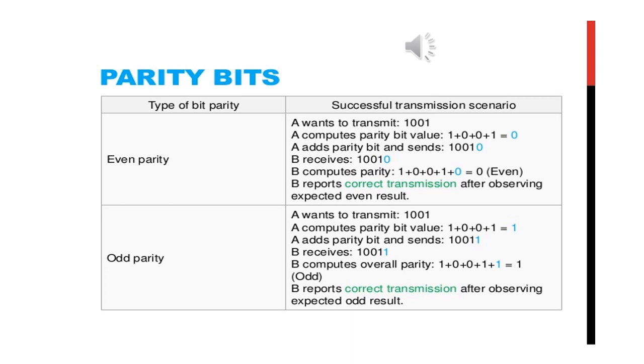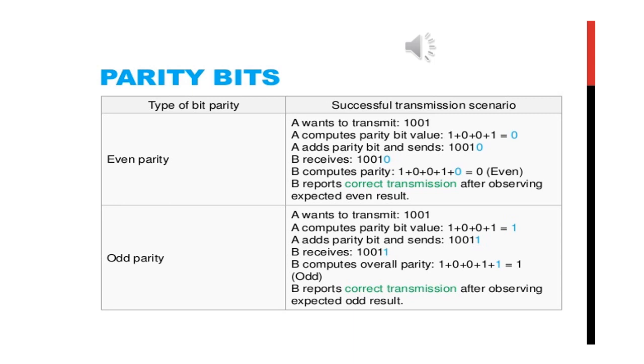Okay, and coming to the odd parity, same case, if A wants to transmit the data 10001, in odd parity the number of ones should be an odd number. The number of ones in the data to be transmitted is 2. Since we are following an odd parity, we have to make the number of ones odd. For that, we have to append one more 1.